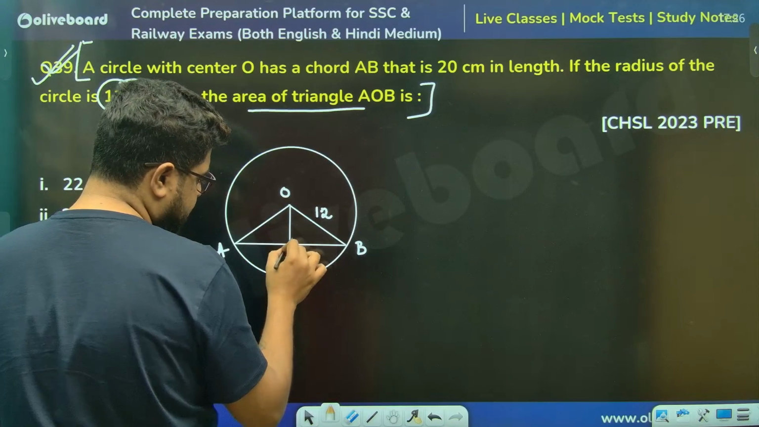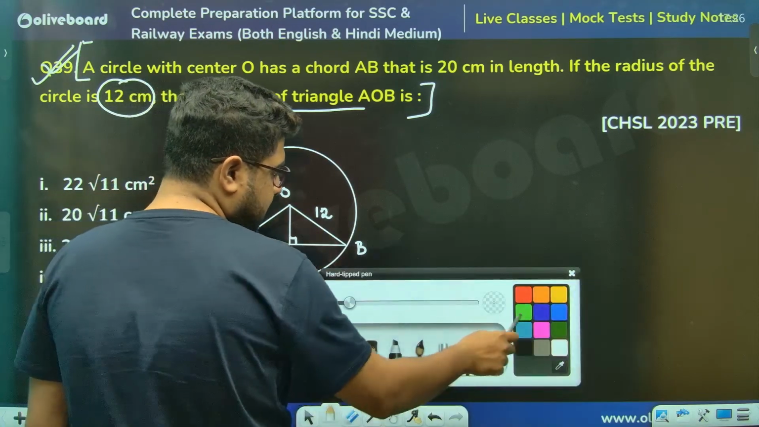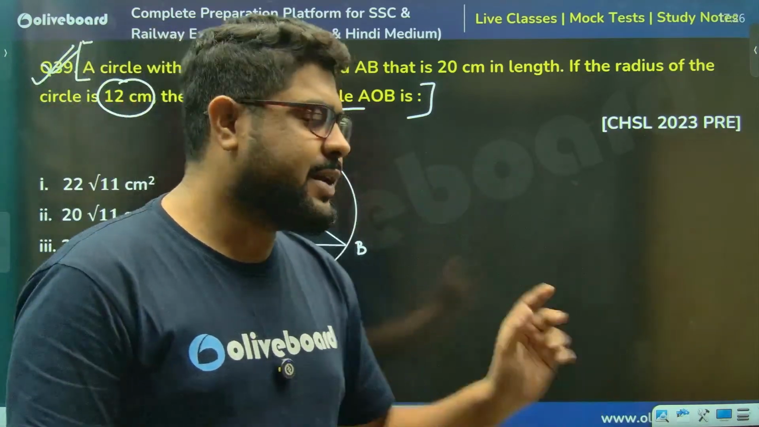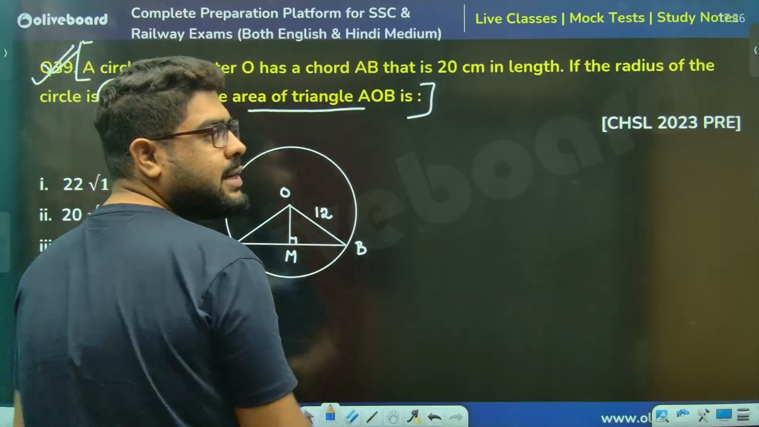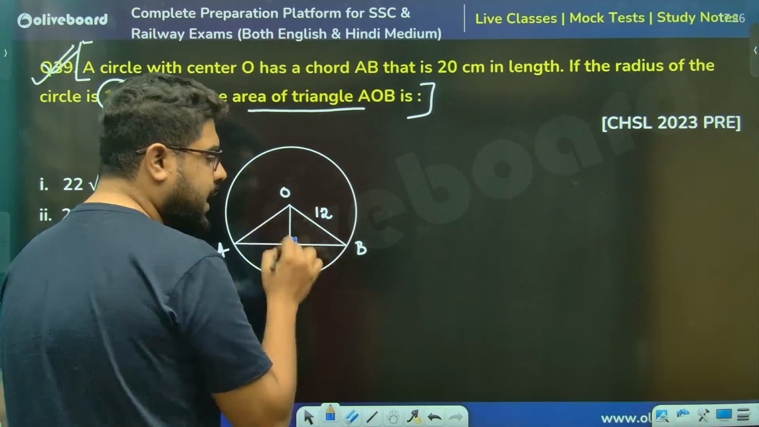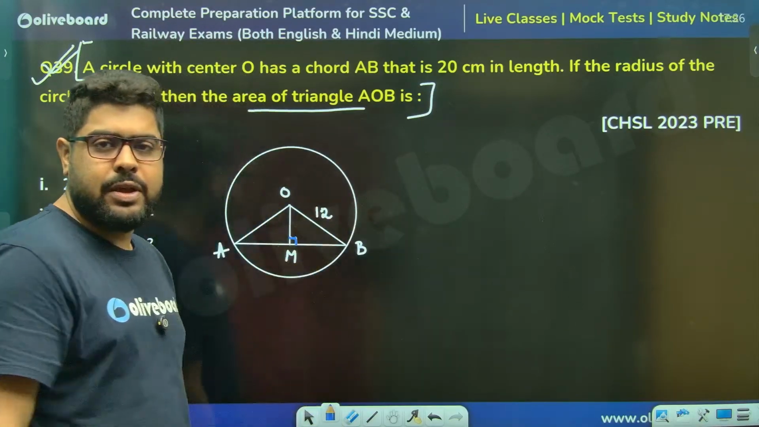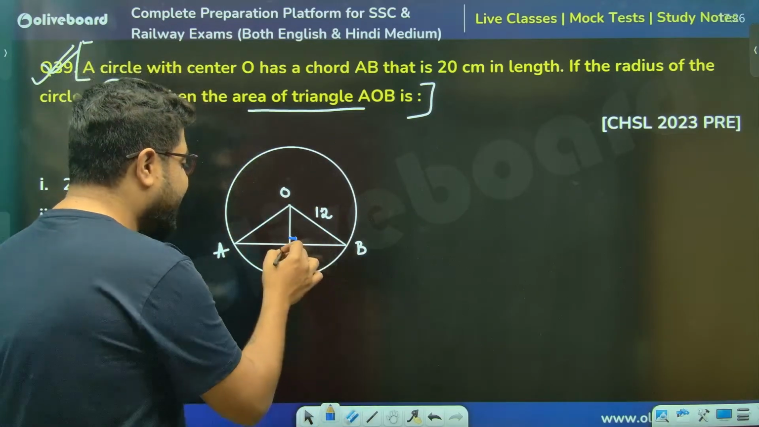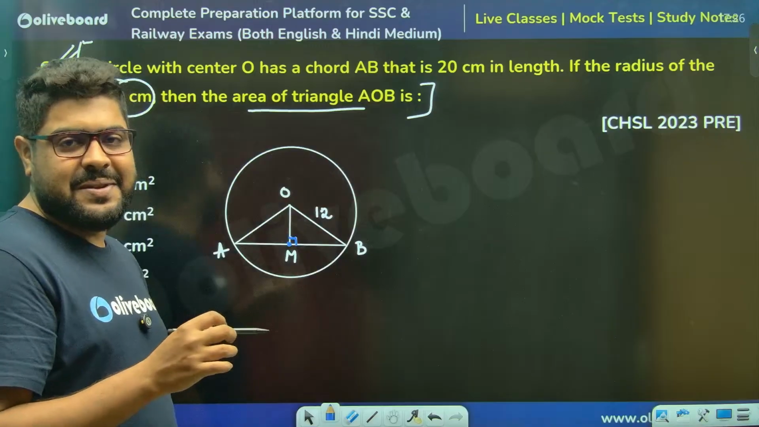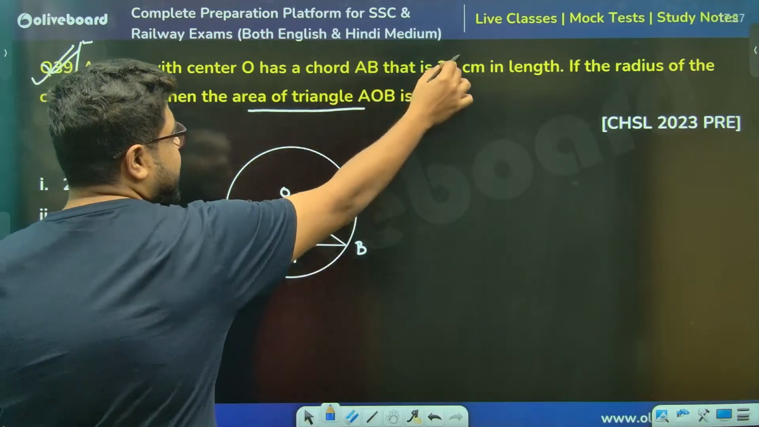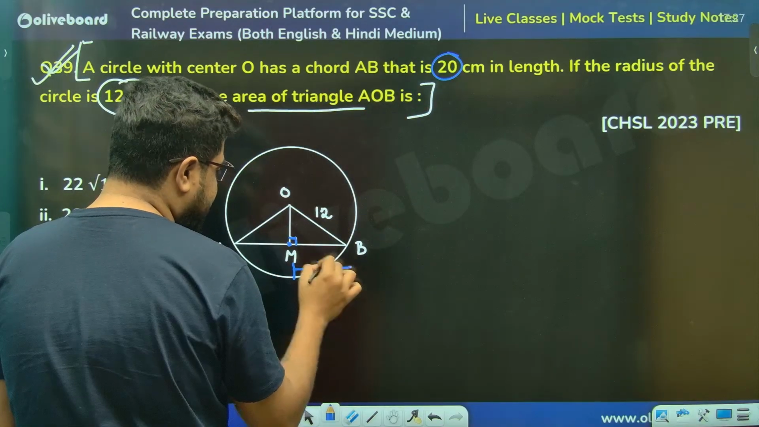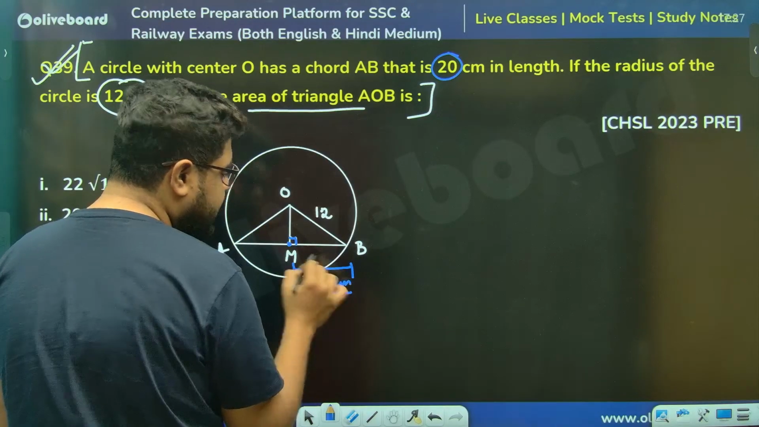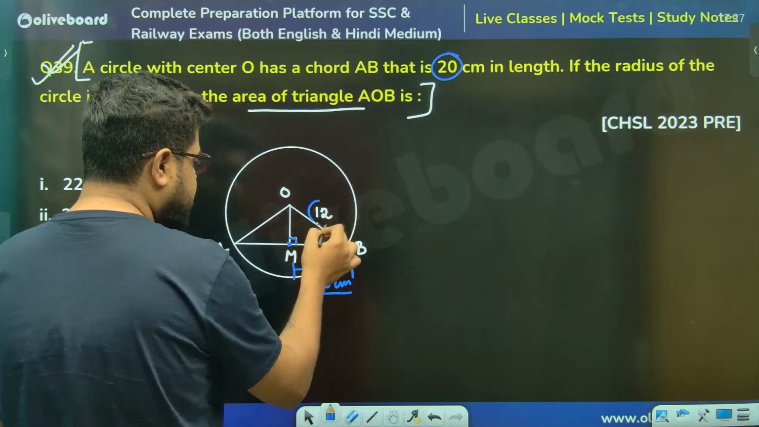Let's say this is M. I have just dropped a perpendicular. Just like 5 minutes back, we understood, sir, if we drop a perpendicular here, that will always be 90 degrees. Perpendicular means 90 degrees. That will always bisect this particular chord. So if the total AB is 20, both sides are symmetrical, so this will be half, that is 10 centimeters. Now this is 10, this is 12 centimeters.